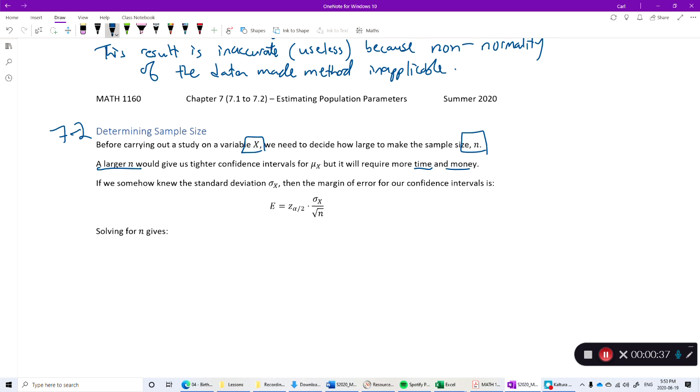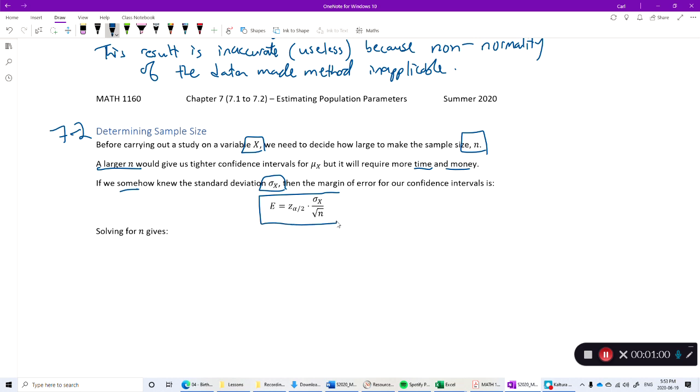So we want to make it as accurate as we can, but we don't want to make the sample size any larger than we need to. So now if we somehow knew the standard deviation, sigma x, this is a big if, then the margin of error for our confidence interval would be this.